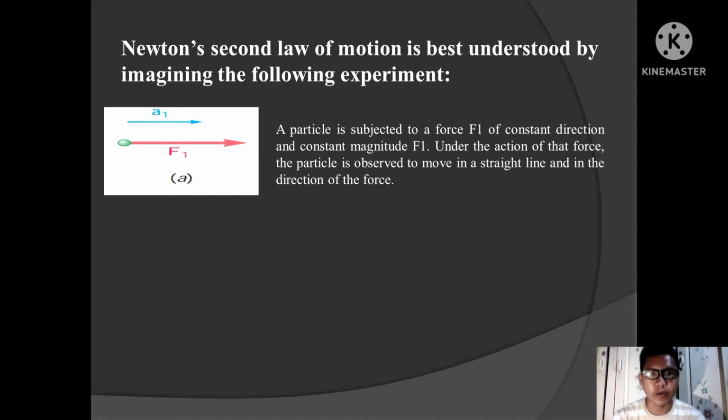So from that figure, a particle is subjected to a force F1, of a constant direction and constant magnitude. Also, they are both the same. Under the action of that force, the particle is observed to move in a straight line and in the direction of the force.